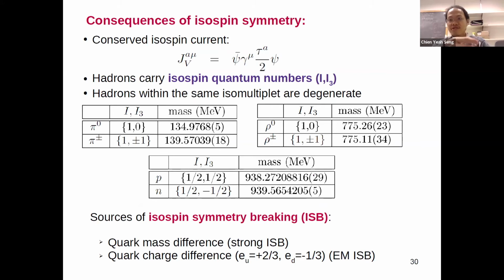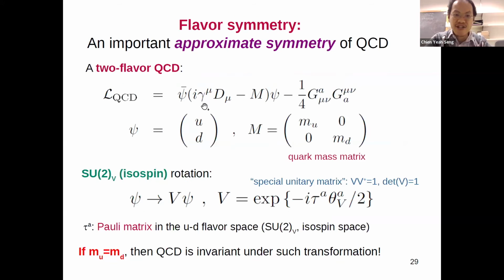Now, there are consequences of the isospin symmetry. As we see, this is a continuous symmetry, so it corresponds to a conserved current, which is this current. We call it the isospin current, and it corresponds to a conserved set of quantum numbers known as the isospin quantum numbers I and I3. It's just like a rotational symmetry, which is SU2. So the isospin is also SU2, but on a flavor space.